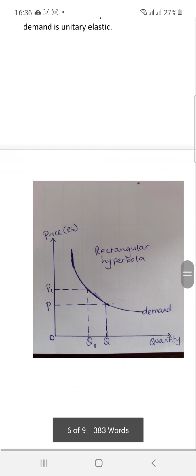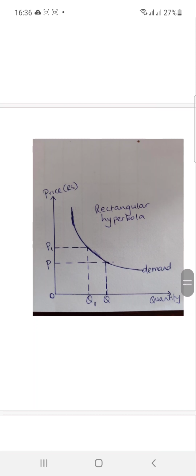To illustrate our unitary elastic demand, we have to draw a rectangular hyperbola. So instead of drawing a line here, we are going to draw a curve, and this curve is called a rectangular hyperbola. And again here we have to be careful to show that the distance showing change in price is the same as the distance showing change in quantity demanded.